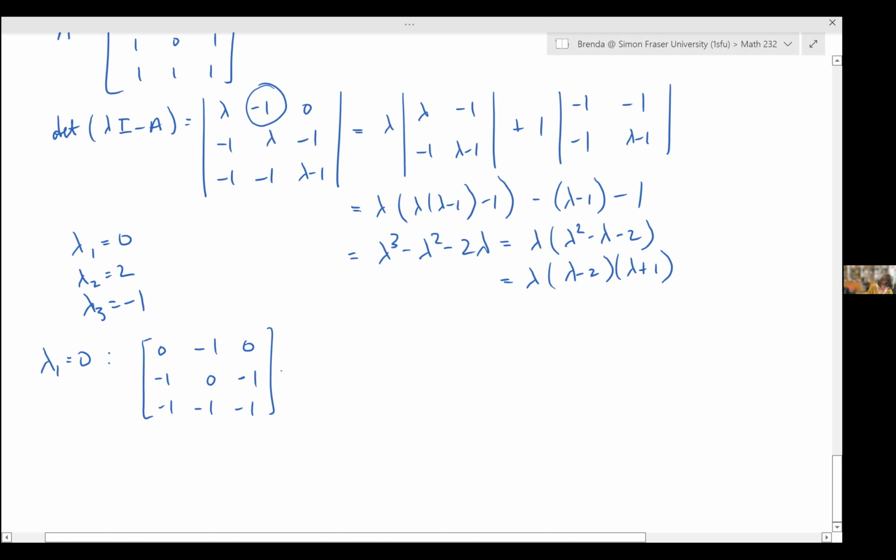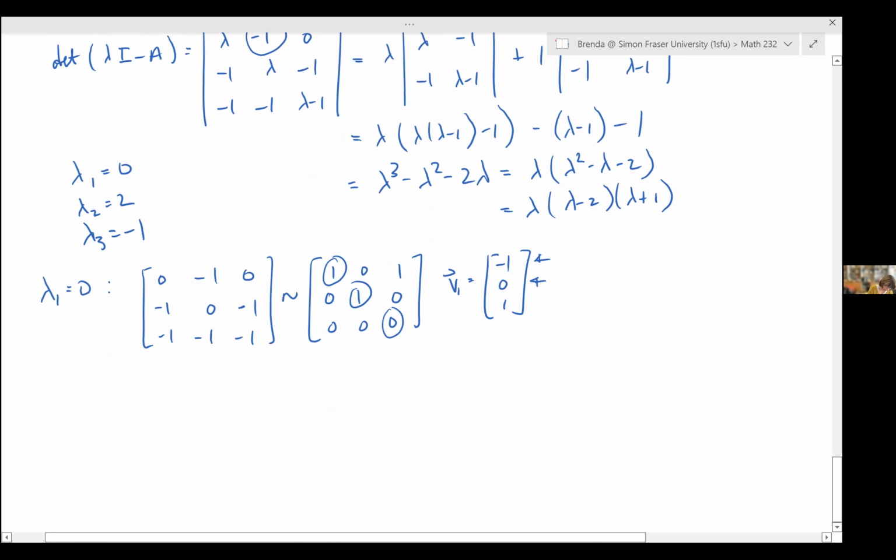I row reduce. If you need practice row reducing, go ahead and do that, or potentially use MATLAB if you're confident about your row reducing. I get this here. This tells me that v1 is this eigenvector here. There are 2 leading variables, and then this one is free, and the other 2 are here.